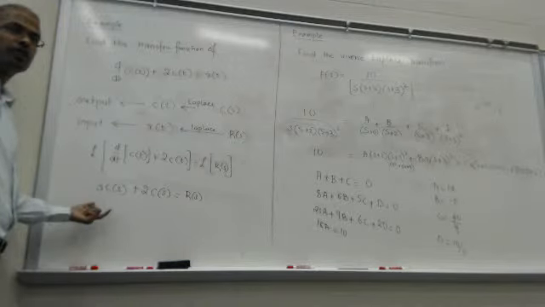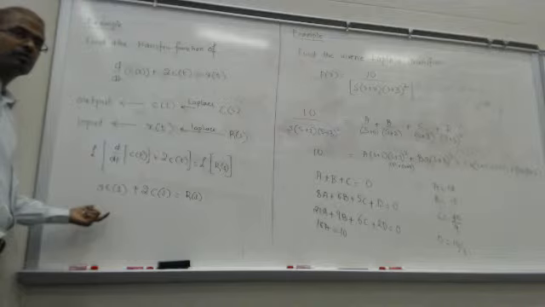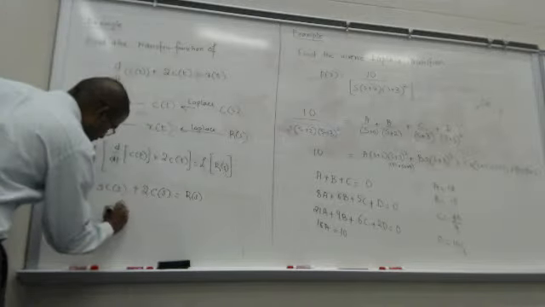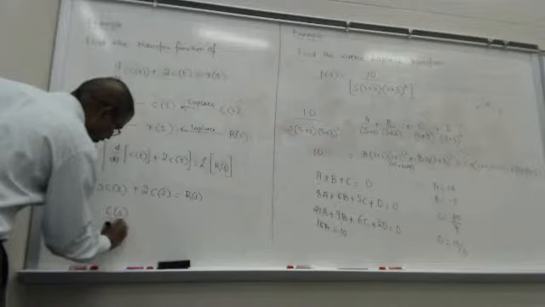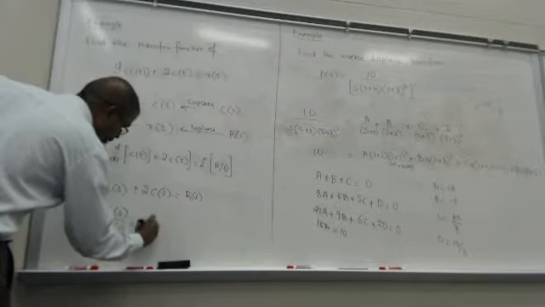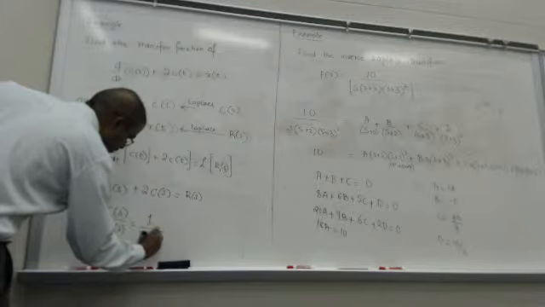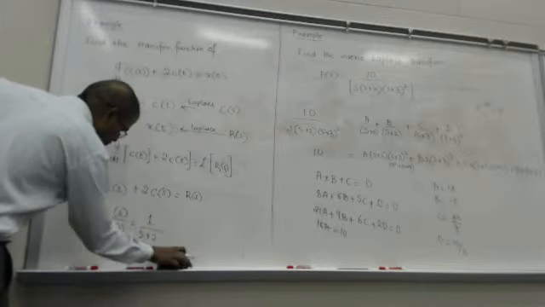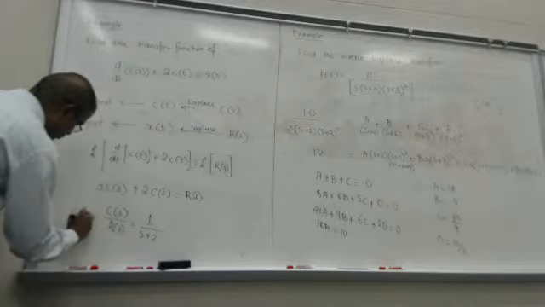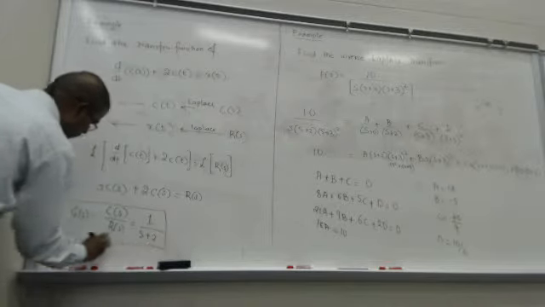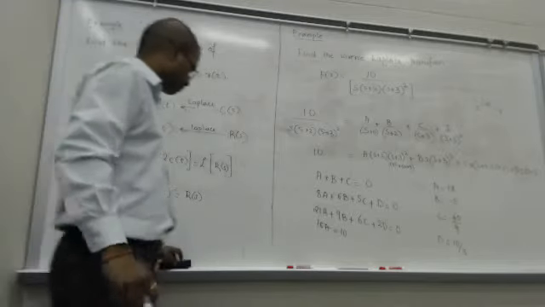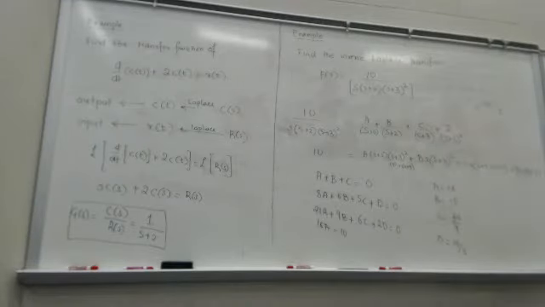So how do you extract out C of S? C of S over R of S is 1 over S plus 2, and this is the transfer function. Any doubts of how to get to the transfer function?